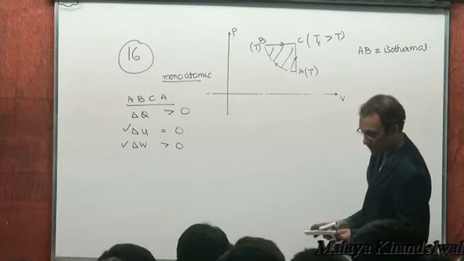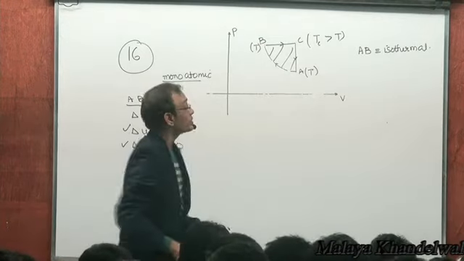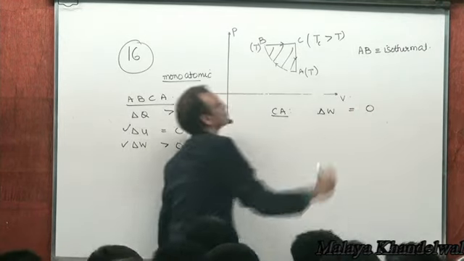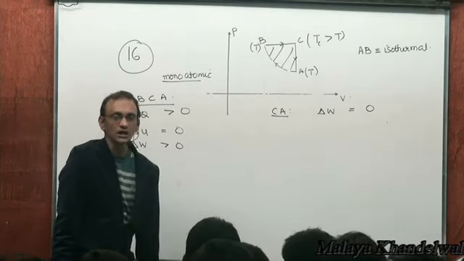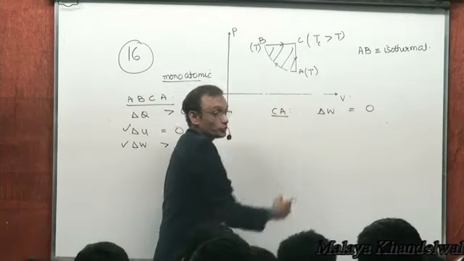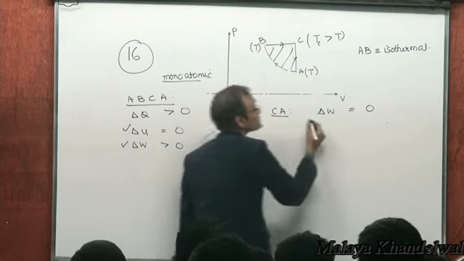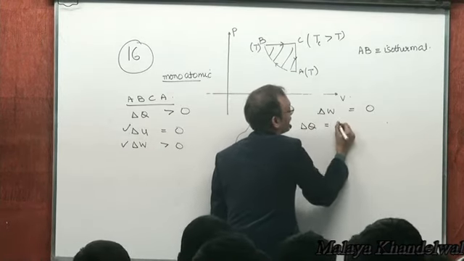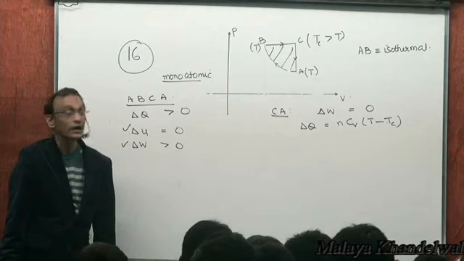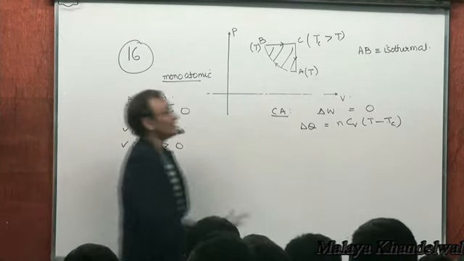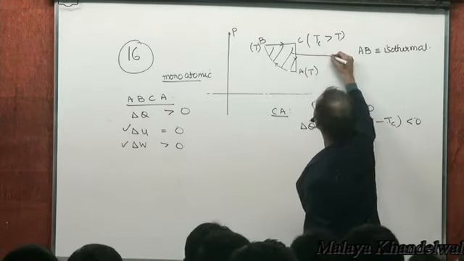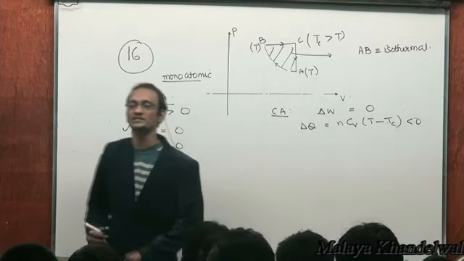In the process CA, heat energy is rejected by the system. See, when you talk of CA, what is the work done in CA? 0. All points are at the same volume. Work done is 0, and it's a constant volume process. What is the heat supplied? nCv into (T minus Tc) is the heat supplied in a constant volume process. But T is less than Tc. Therefore, this is negative. That means heat must have been rejected out of this process.